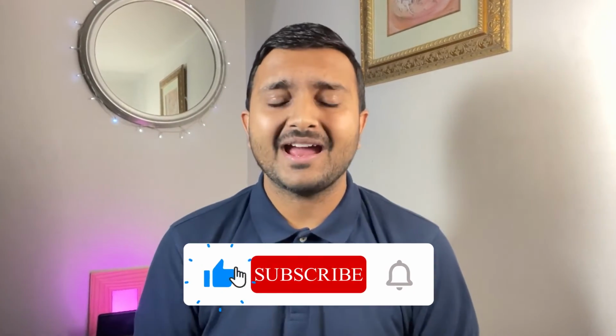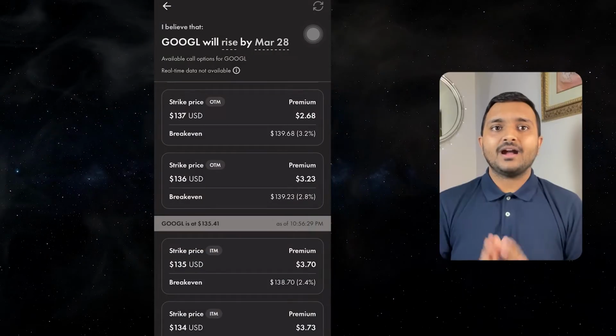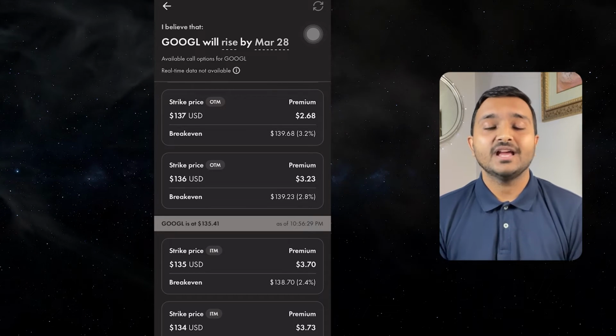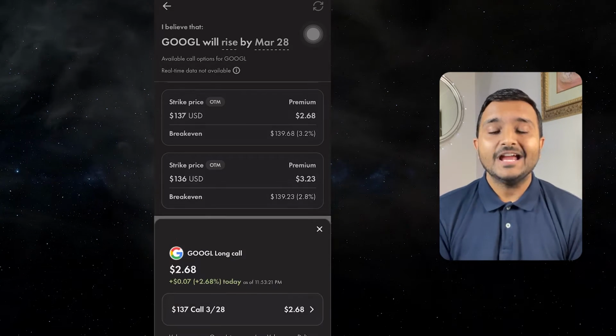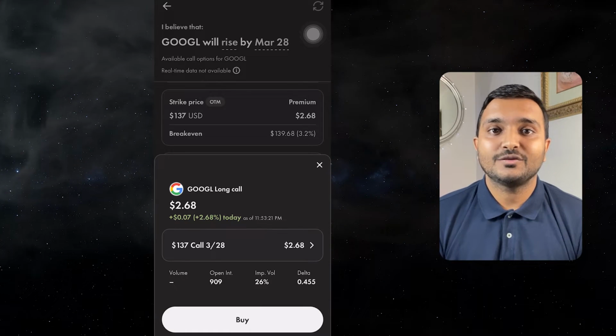Now here you have the option to choose the strike price. Now when you are choosing the strike price, think of it as making a bet on where you believe the stock price will be in the future. Now if you are buying a call option, you are essentially betting that the stock price will go up. So in our example, we are betting that the Google stock price will rise from its current price of $135.41 to at least $137 by March 28, 2024.